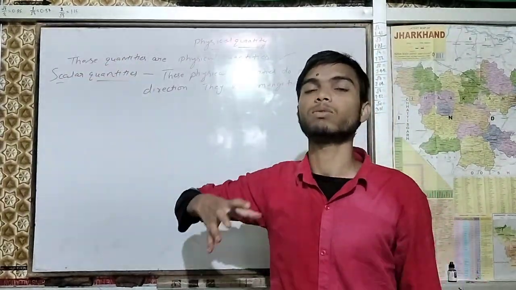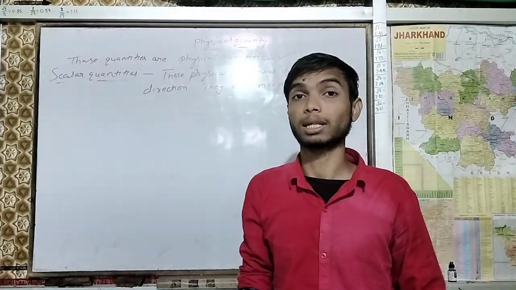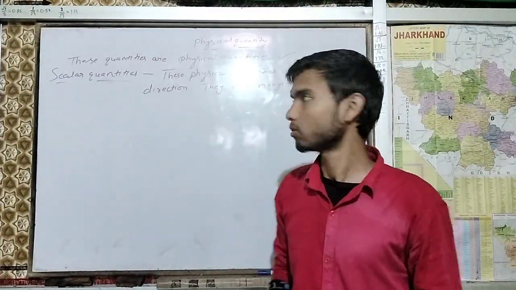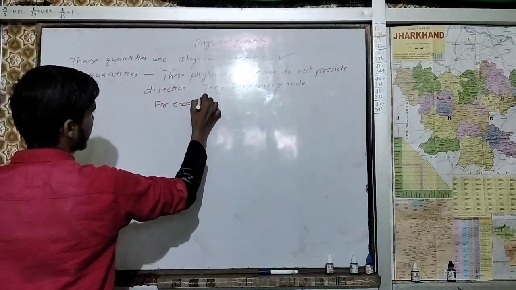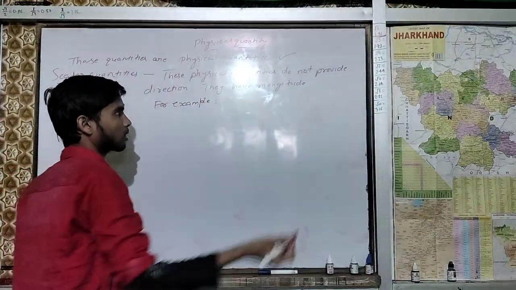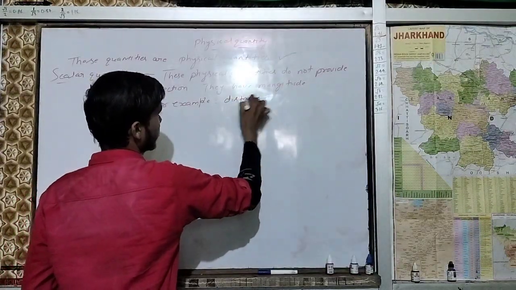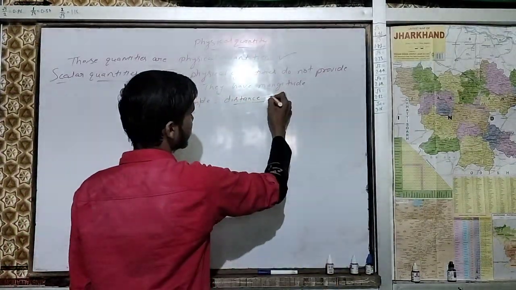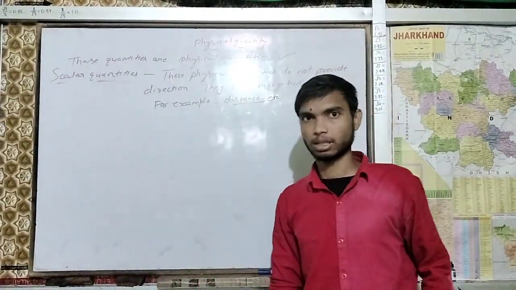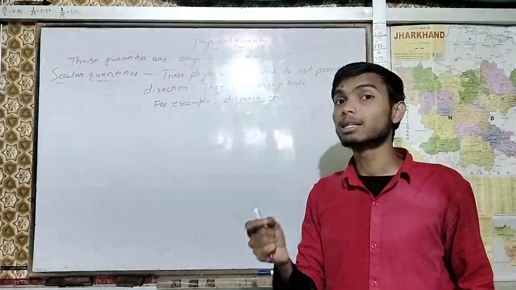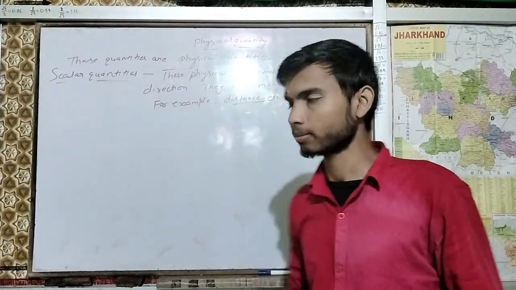Those quantities which are not providing direction, but they have magnitude. For example, distance. Distance is always a scalar. It can be measured, but this does not give us direction.